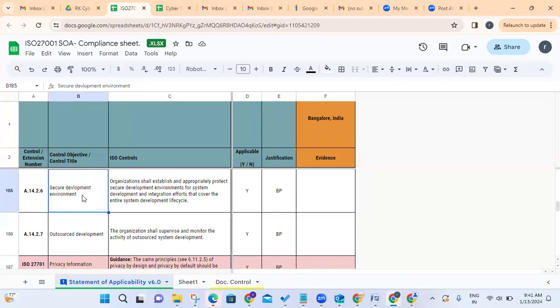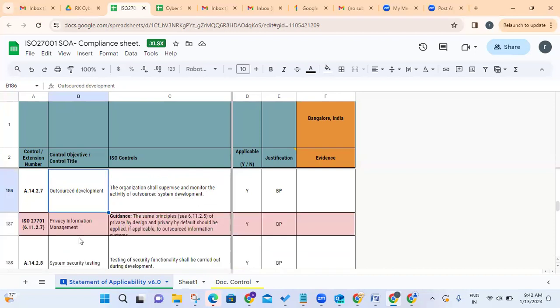Secure development environment, as I mentioned previously, covers each and every phase of the software development life cycle: how we have done the development life cycle segmentation and what evidences we gathered, all those evidences we have to gather. Outsourced development: in case we are using any software from a third party, from where you are downloading it, and whether that software is legally accepted or not, those things.